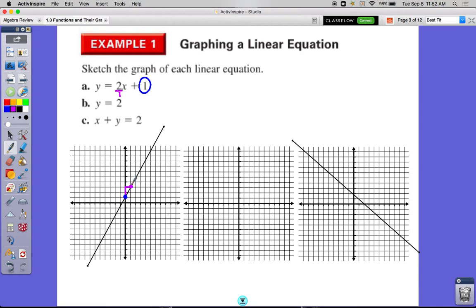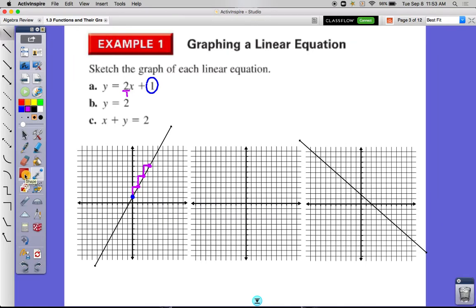I can do that again. Up 2 over 1, place another dot there. And do it again. And you can keep doing that as many times as you want. And eventually you can connect those dots to create your line in between, or going through those points that you've plotted.